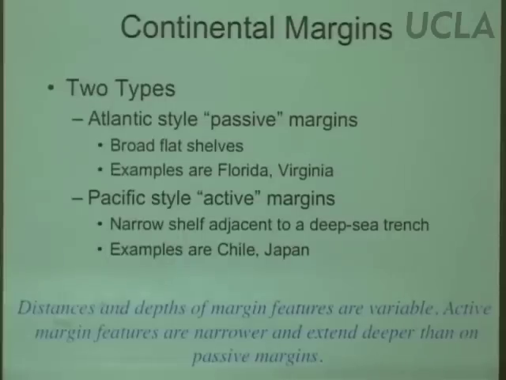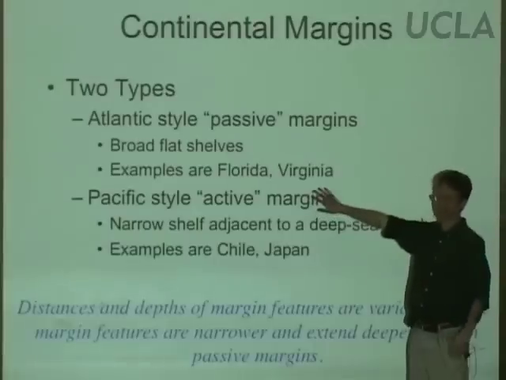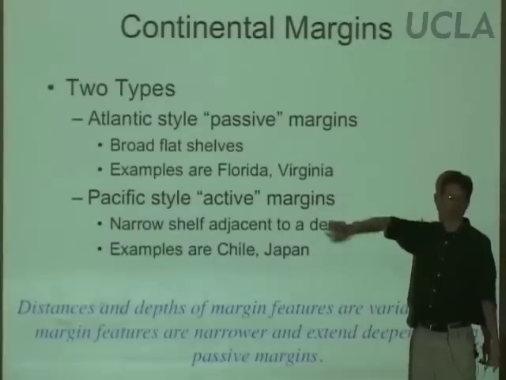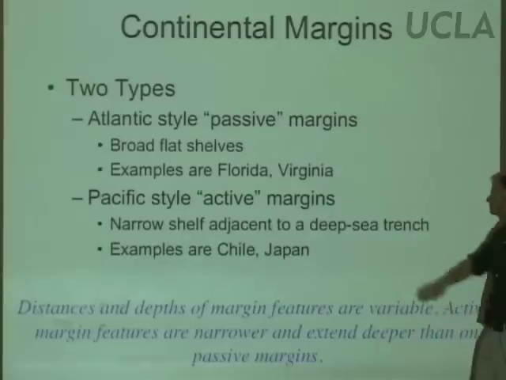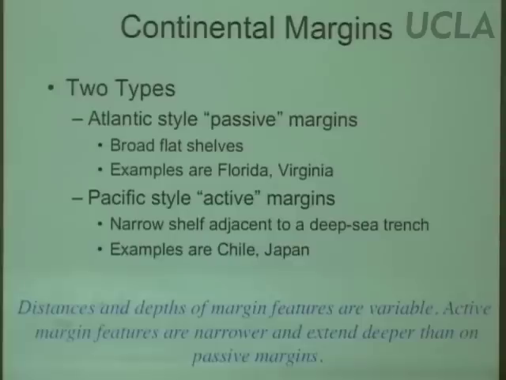And then there are Pacific style or active margins, which are common around the Pacific Ocean, but occur in some other places like the Caribbean Sea. And these tend to be much narrower. You go from continent, land, to deep ocean much quicker than you do on passive margins. Okay? And they are typically adjacent to a deep sea trench, in fact. So the deepest parts of the ocean often occur fairly close to the continent near these active margins.